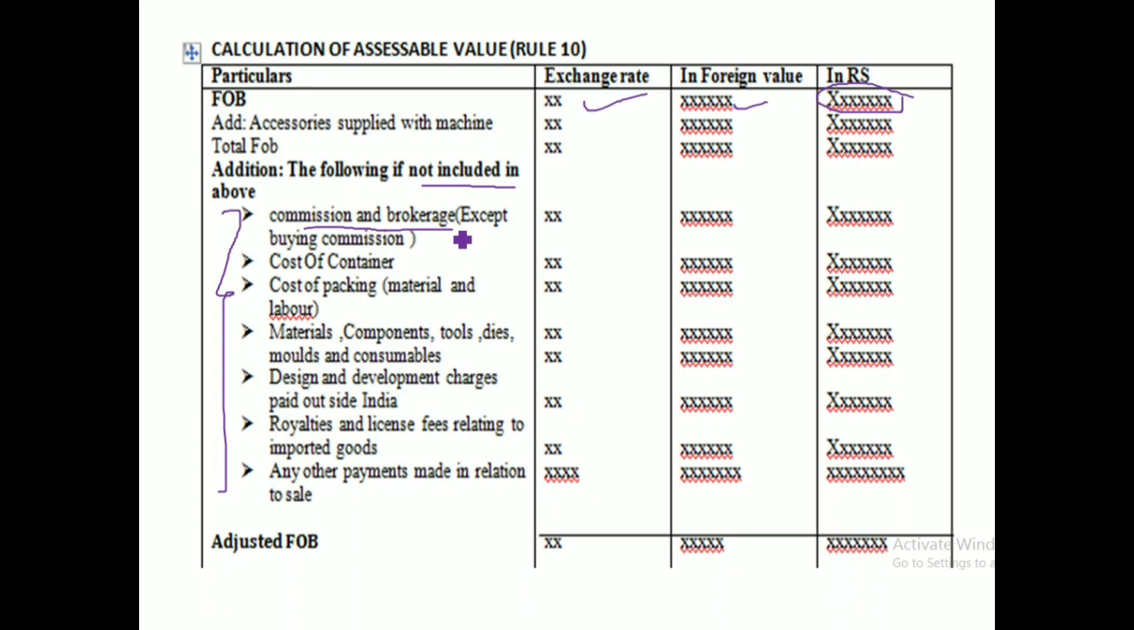Okay, next, cost of container, that means transportation cost incurred from the manufacturing place to the exporting port, and cost of packing relating to material and labor for packing of these imported goods. Next, materials, components, tools, molds and consumables which form part of this import will be considered. We need to add them if they are not included in the above.